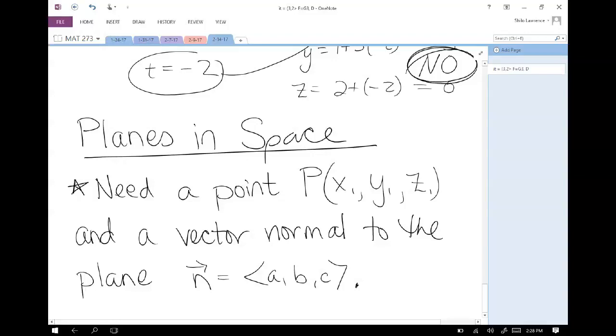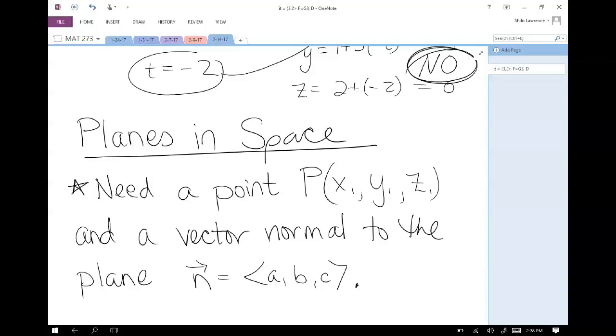To write the equation of a plane in space, this is going to be one equation that has the x, the y, the z in it. This is the most basic equation that has the x, y, z all together. So in the plane, the most basic equation that has the x and the y together is the equation for a line. The most basic equation in space that has x, y, z together is the plane.